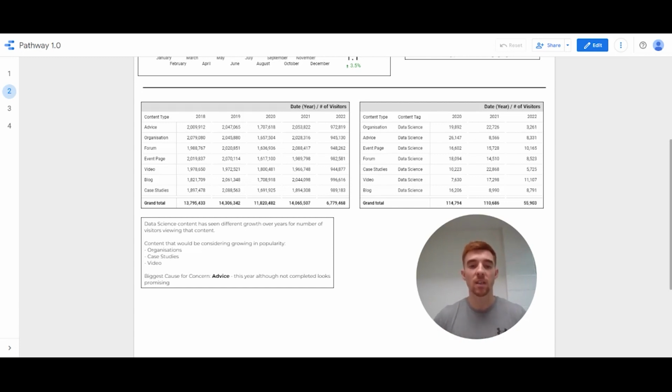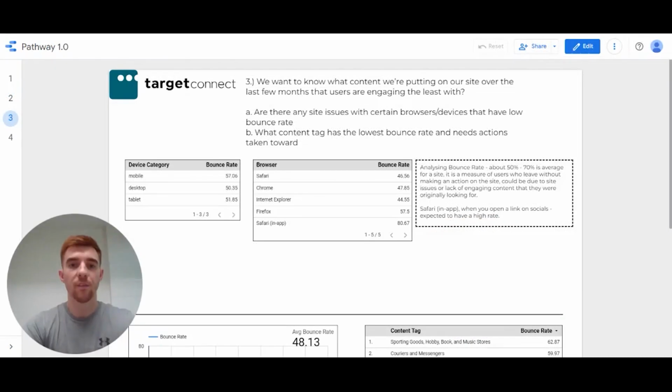My biggest cause of concern though would be for advice. There's a massive drop, and although this year isn't completed, it does look slightly promising to get back up towards that 26,000 figure here. But then you can take away these sorts of insights and give them to the people who write the content or the people who promote it, who then would be able to try and do some work on this.